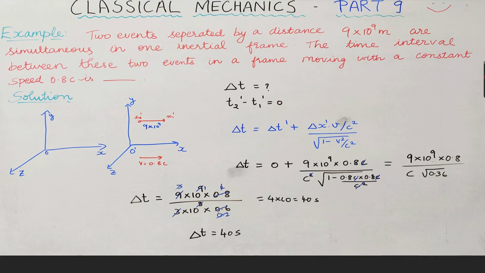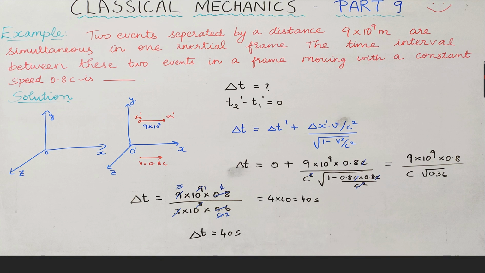So the event is occurring simultaneously, right? So there is no time difference for this frame. Hence the time difference here will be 0. And if you have to find the time interval between the events occurring in S frame, moving at a constant speed, which is 0.8 c, then you'll have to find del t. And we have the difference in the distance to be 9 into 10 power 9. So we have del x prime, and our del t prime will be 0 because there is no time difference, because both the events are occurring at the same time.